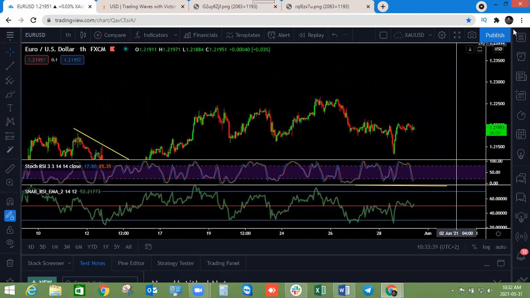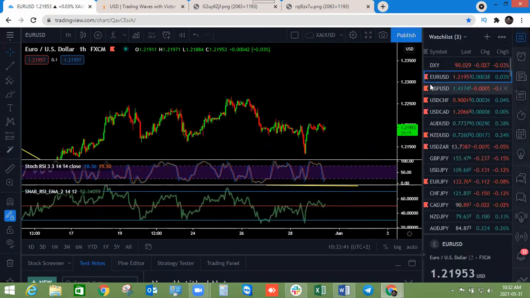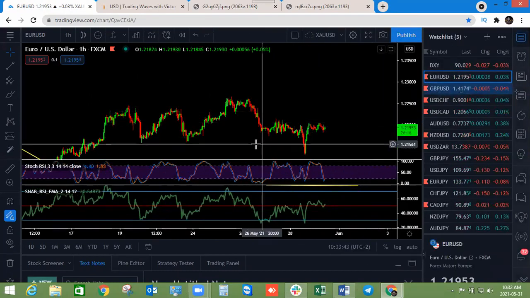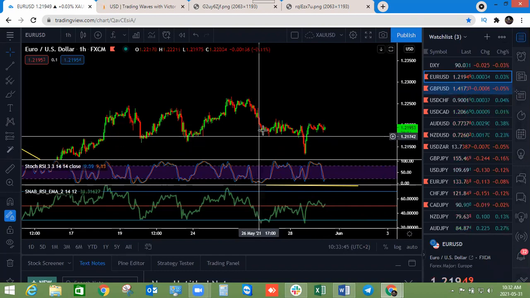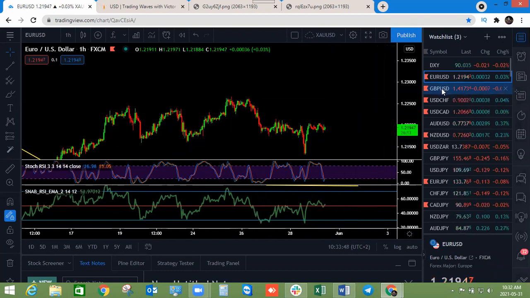So we're still looking at that as a diagonal. That is the pound US dollar. The DXY is the inverse of what's happening on the euro US dollar. Let's have a look at pound.